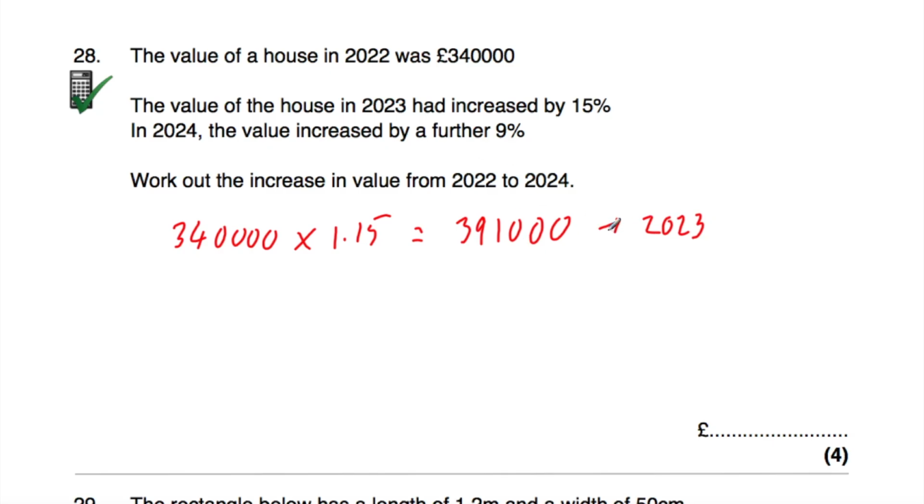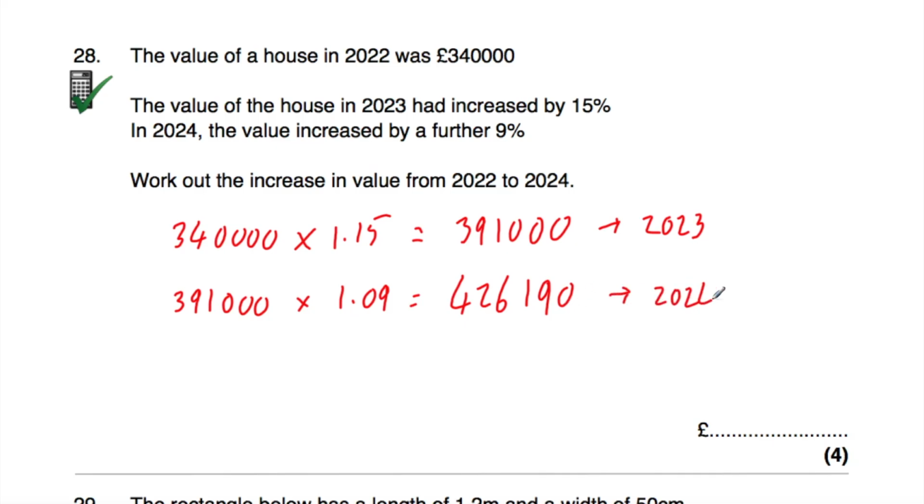Now we want to increase that by another 9%. So if we take the 391,000 and we want to increase it by a further 9%, we'll let this be 100%, we'll increase it by 9%, so we want to multiply by 1.09. That'll increase it by another 9%. So if we take the 391,000 and multiply that by 1.09, that's equal to £426,190. So that's the value of the house in 2024.